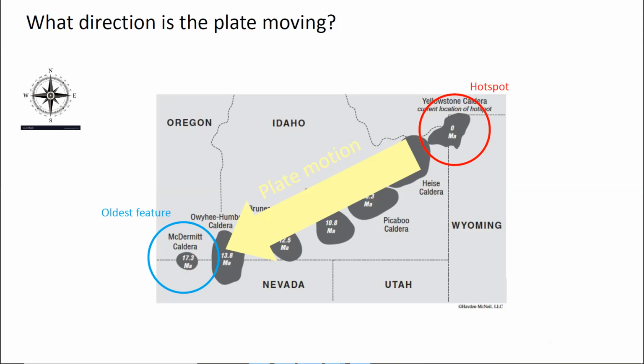So what direction is, find the newest volcano or caldera, whatever the newest feature is that's a result of this hotspot, and then find your oldest feature, and then the direction of plate motion points from youngest to oldest.